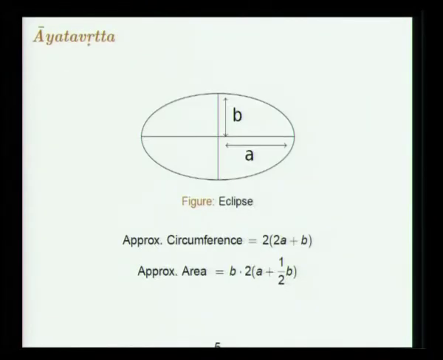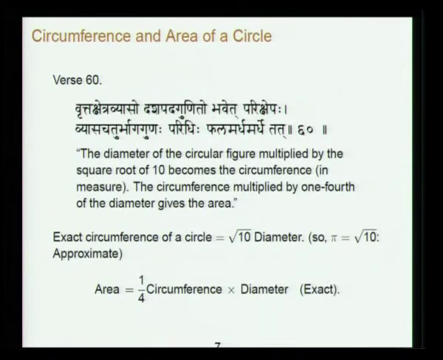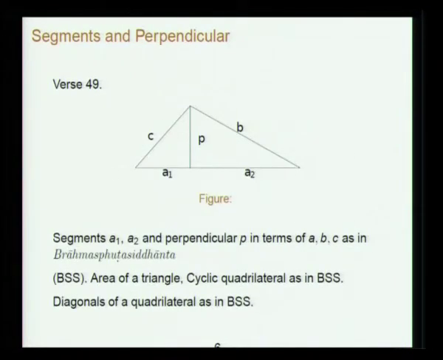And for the segments and perpendicular, he gives the usual results. I will not repeat it, it has been done several times. So, if the triangle is there, then this is the base, the segments are A1 and A2 and this is the perpendicular. The results were given in Brahma-Sputa Siddhanta, even earlier also they were given. So, same results Mahavira is stating. Then the area of a triangle and cyclic quadrilateral are the same as in Brahma-Sputa Siddhanta, and diagonals of a quadrilateral he also considers, that is also the same as in Brahma-Sputa.